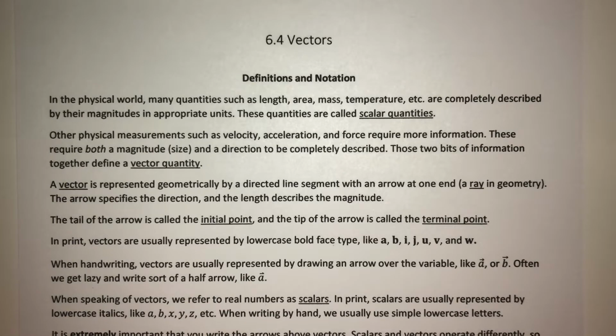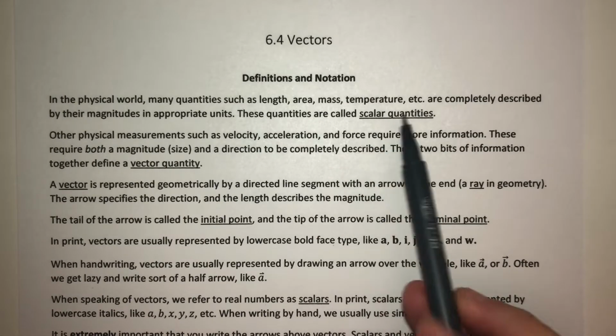In the physical world, many quantities such as length, area, mass, temperature, and so on are completely described by their magnitudes in appropriate units. So if you want to describe the temperature as 75 degrees Fahrenheit, you've described it. Those quantities that can be described completely by a number are called scalar quantities.